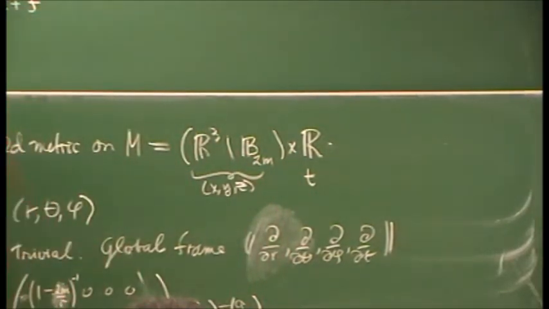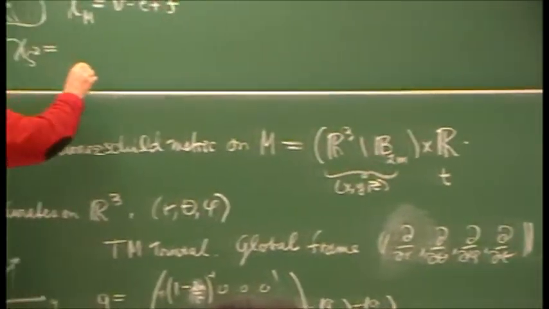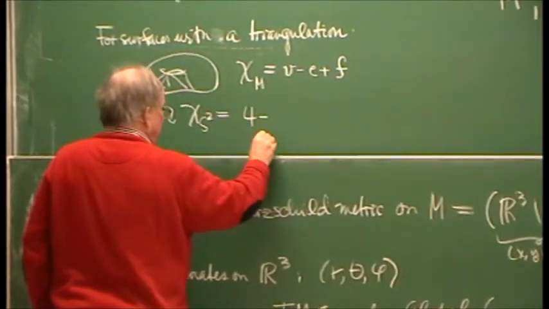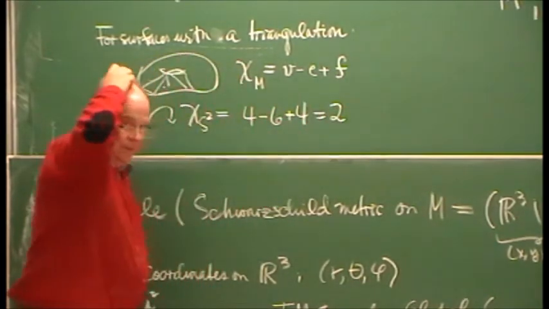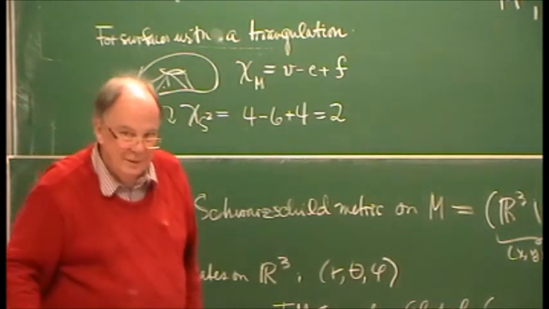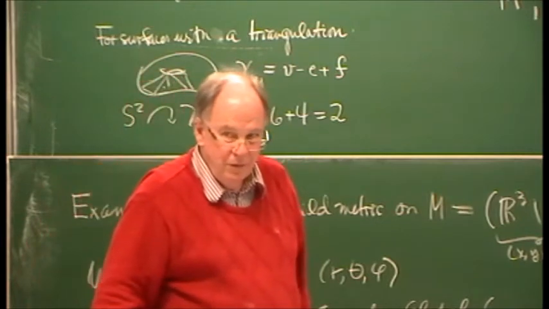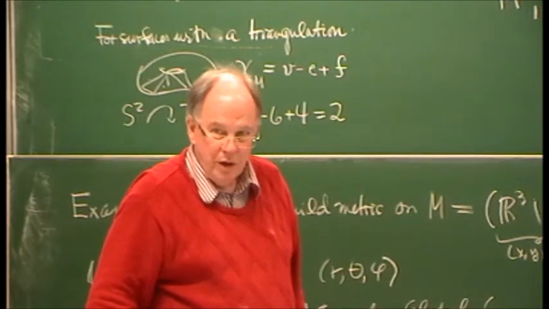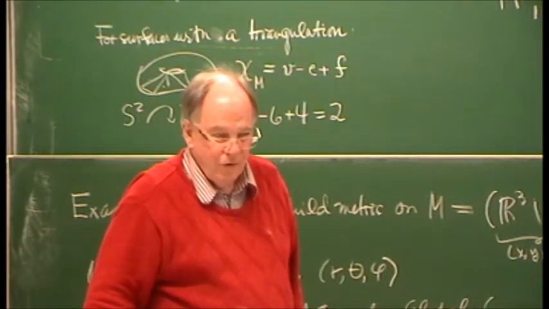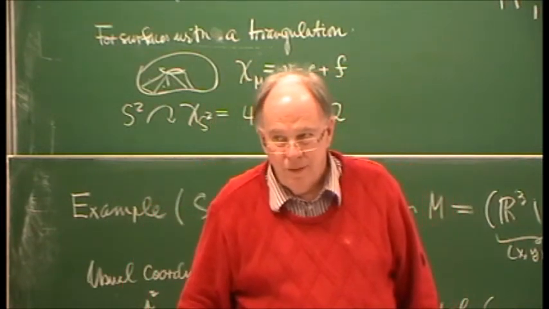Okay, so for a sphere, I get the Euler characteristic. What did I just say it was? How about four vertices? It's two. That formula equals two. You think the Euler characteristic is 1? No, it's not. The Euler characteristic is equal to twice the genus of the surface.